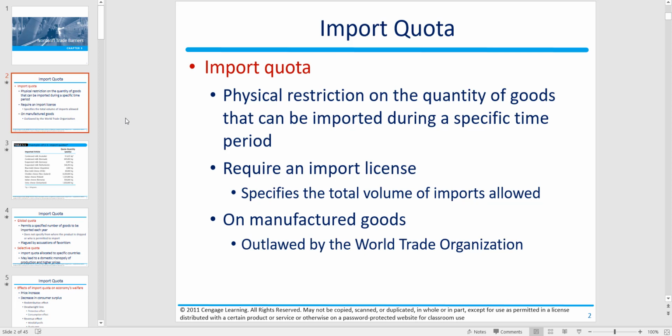So quotas are a physical restriction on the quantity of goods that can enter a nation. It sets a limit in whatever units that good is transacted in, for example, in kilograms, in liters, in whatever measure is used in international trade of that good. Note that in international trade, the imperial system is not adopted. We use the metric system in international trade.